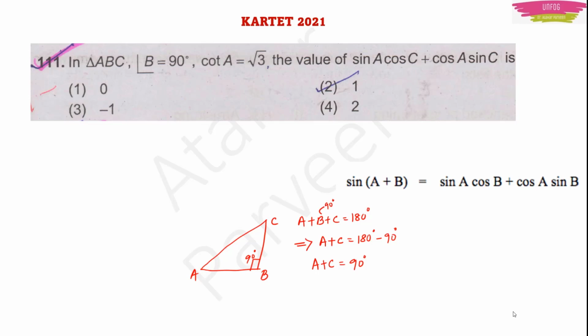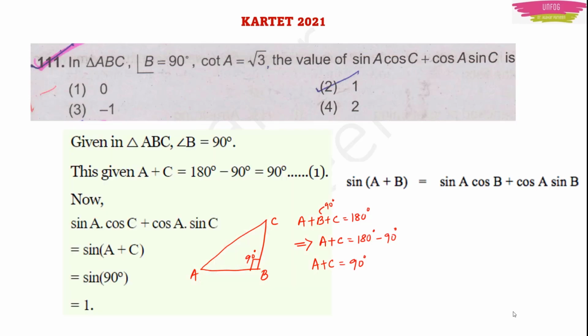Let us keep this in our mind and let us easily solve this question with this concept. Now keeping this in mind, we can easily solve this question. Now we got that A plus C is equal to 90 degree, right? You go back to the question now. What they have told? They told that we have to find the value of sin A cos C plus cos A sin C. But this is looking like this formula.